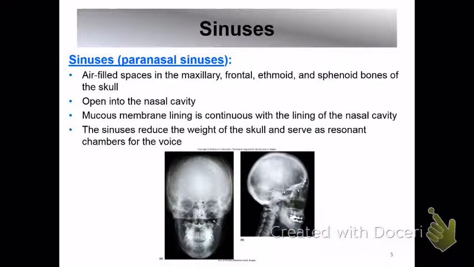Okay, sinuses, they're holes. Unfortunately, we know too much about what sinuses are, but they're air-filled spaces in the bones of the skull: maxillary, frontal, ethmoid, and sphenoid bones, and they're openings. The purpose is that they help the head not be so heavy. They have a mucous membrane lining, so a little thin snot layer. The mucus reduces the weight. However, if you live in the South, it should be empty.